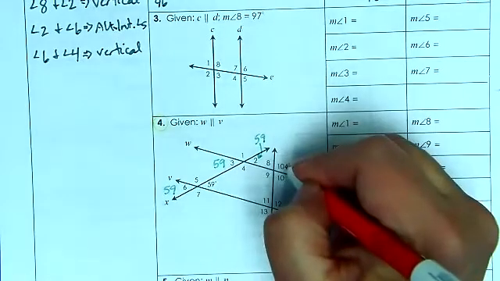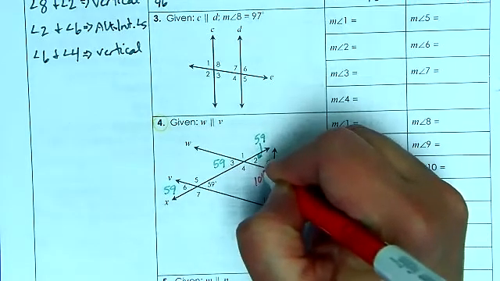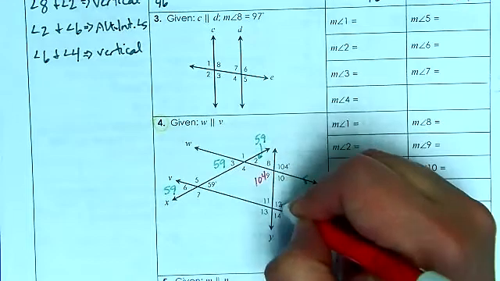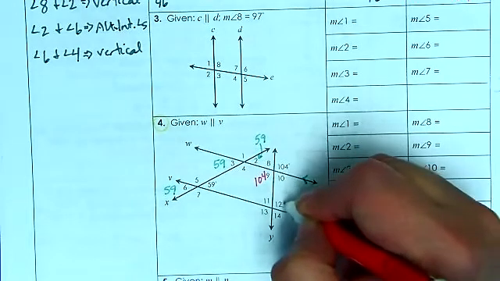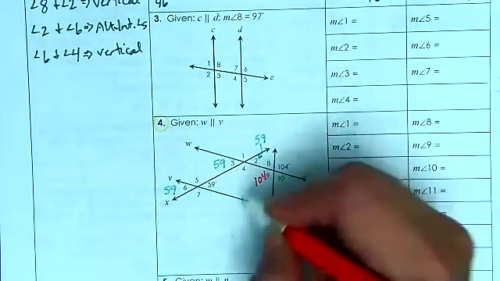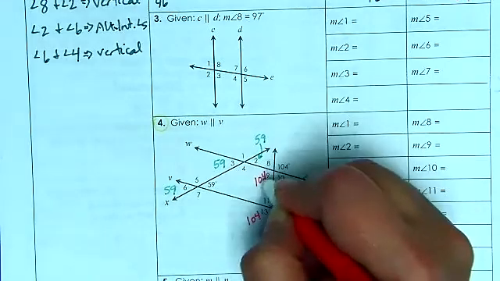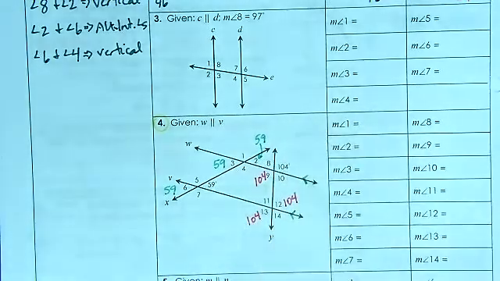This angle is given to me as 104. Vertical angles, this is 104. Alternate interior angles, 12 is 104. Vertical angles, 12 and 13, 13 is 104. Notice the zigzag. All right, now we're going to have to do some calculations.